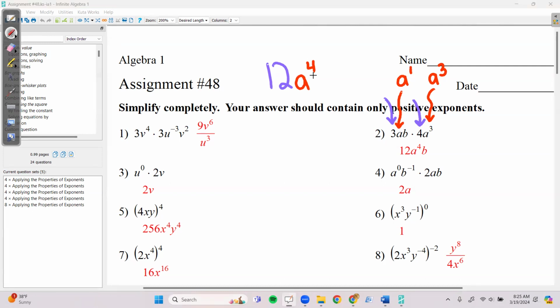And then the B doesn't really have anyone to go with. So that's why it's just attached to the end of the problem. Like this B right here is like, I've got no one to combine with. So that's why we just glue it on to the end like that.